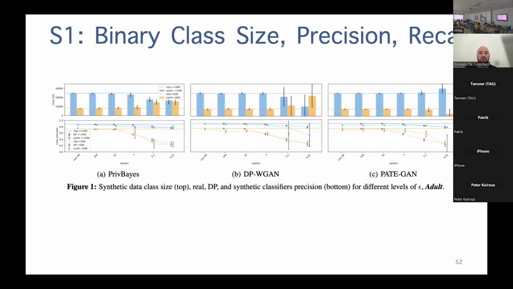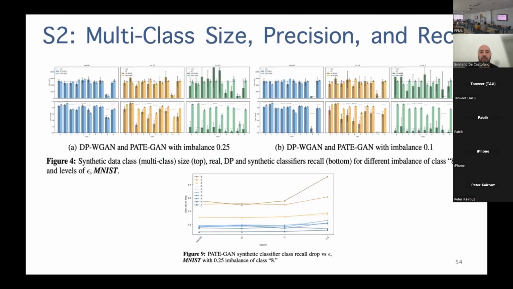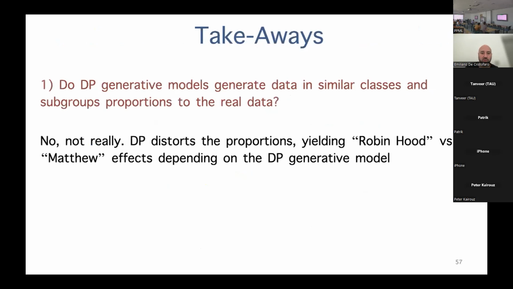So here in the first setting, we have a binary class, and we measure the class size, precision, and recall. In the second setting, we have a multi-class, and we measure size, precision, and recall. Sorry, let me just skip. These plots are very hard to read.